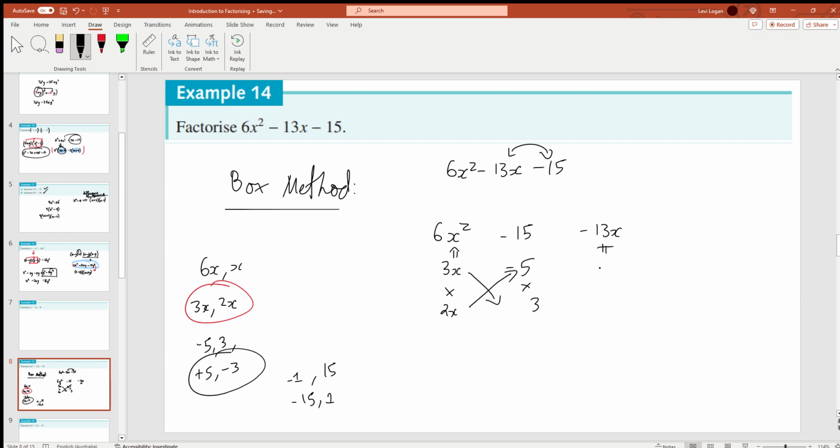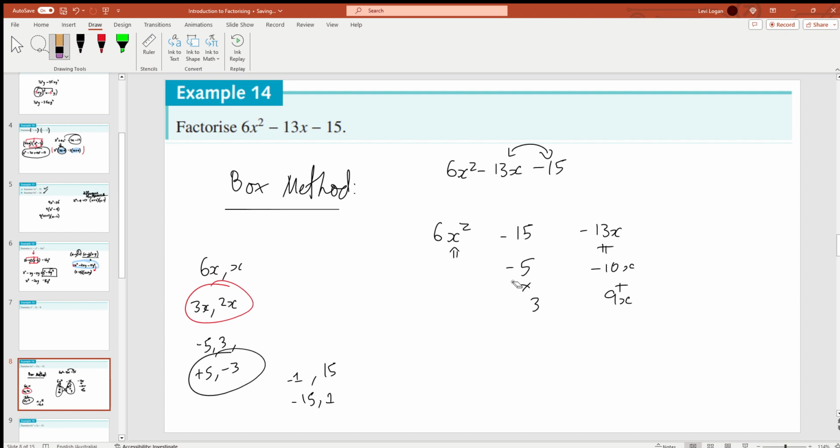So this would give me minus 10x, and this would be 9x. That one doesn't work either. So we know it's not going to be either this set or this set. Now you can choose which one you want to go with, whether it's switch this one or this one. I'm going to switch this set here.